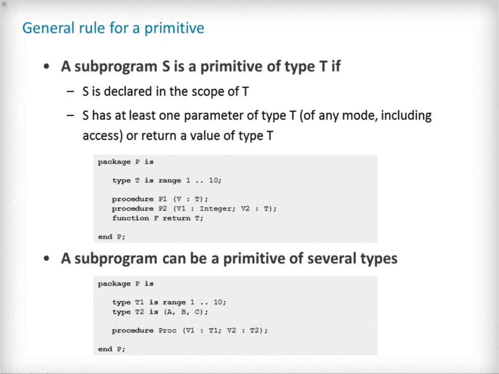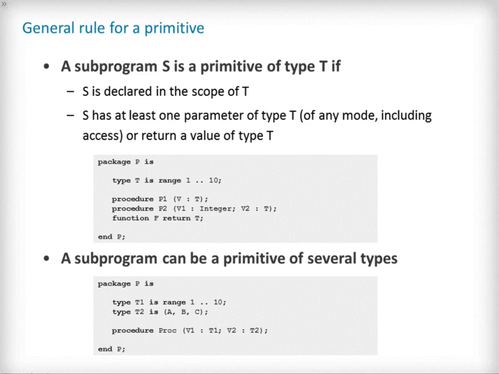There are general rules for how primitives are declared that involve which scope they are declared in and the type of the parameters. If you desired to declare an operation S as a primitive of the type T, then the declaration of S must be in the same scope as the declaration of type T. S must have at least one parameter of type T, and it can be any mode, including access, or it can be the return value from a function.